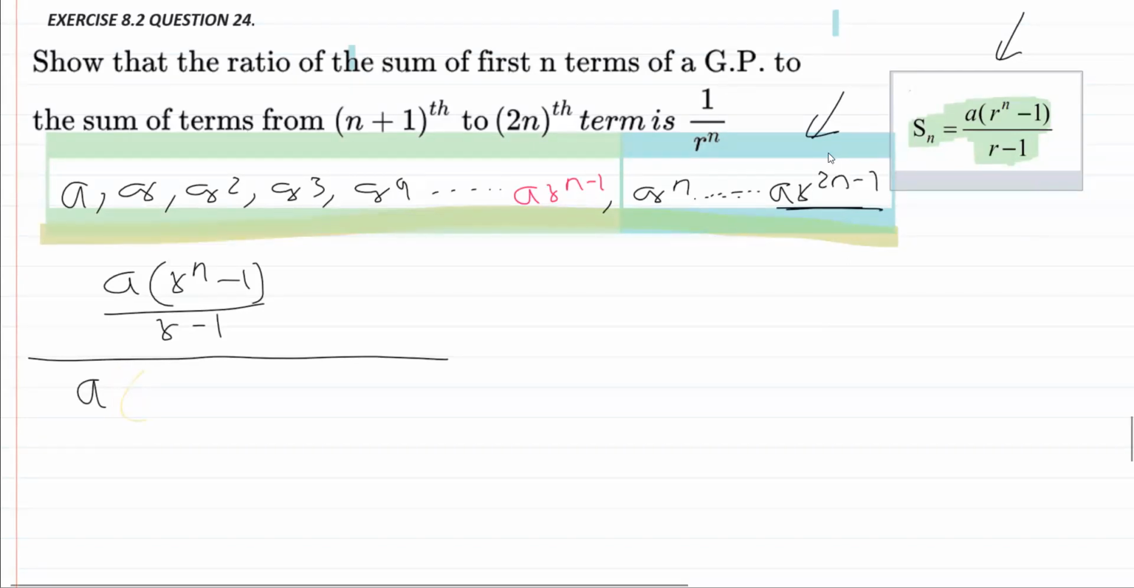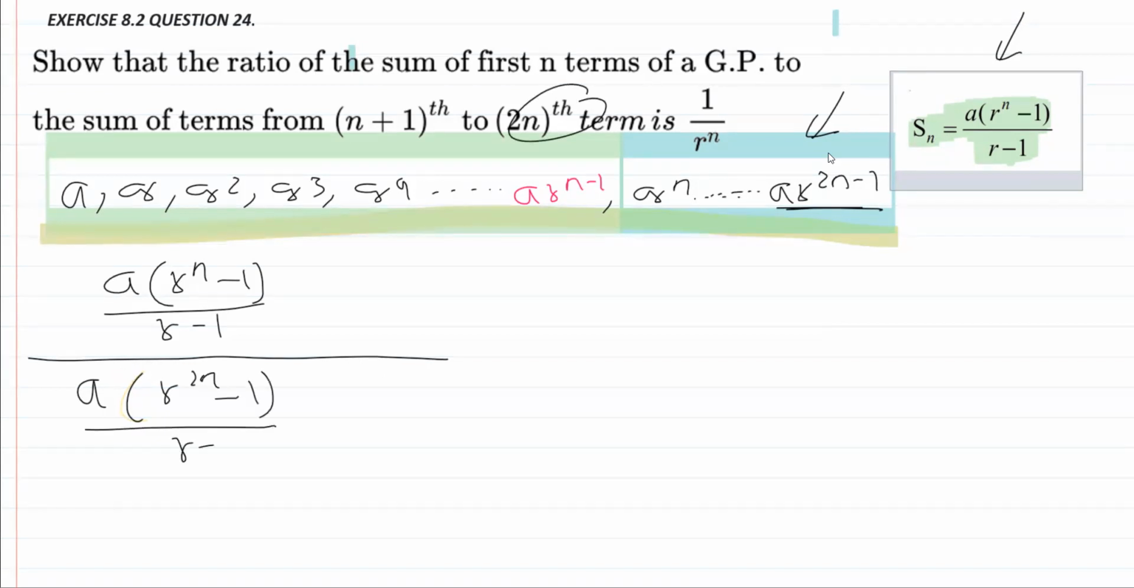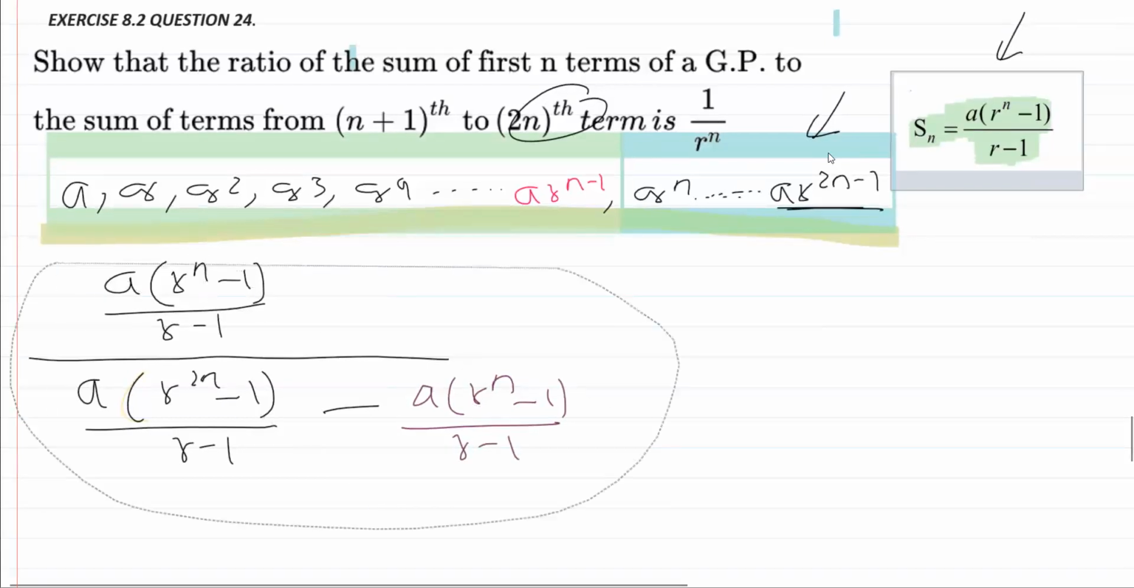So I'm getting the sum from here till here, for this a being a and r being r only. Well, n is 2n, as you can see, we are getting till the 2nth term. So it is a times r raised to the power 2n minus 1 over r minus 1, from which we'll subtract this green portion, that is the sum of the first n terms: a times r raised to the power n minus 1 over r minus 1. We can simplify it further.